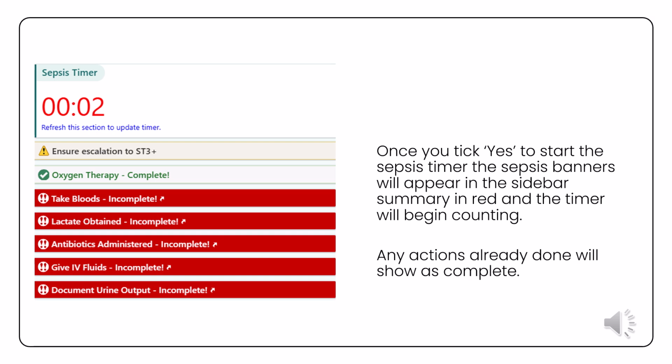Once you tick yes to start the sepsis timer, the sepsis banners will appear in the sidebar summary in red, and the timer will begin counting. Hive will automatically identify which of the actions have been completed. For example, when you did a set of observations on your patient, you noticed they were desaturating, so you applied and documented oxygen delivery. The banner for oxygen has now been changed from red to green automatically. Any actions already done will show as complete.